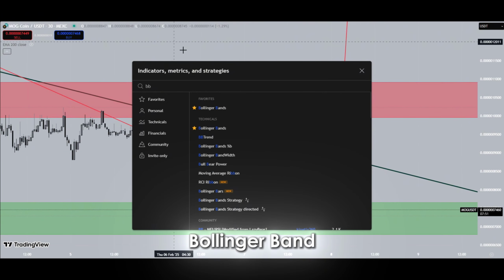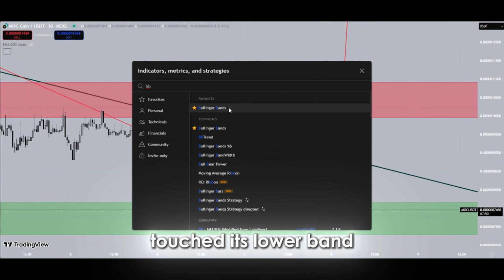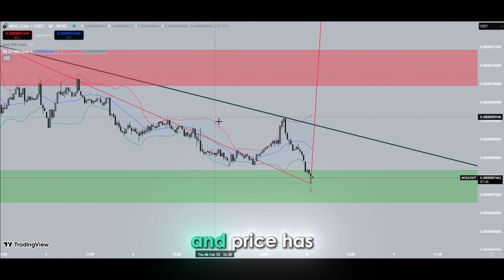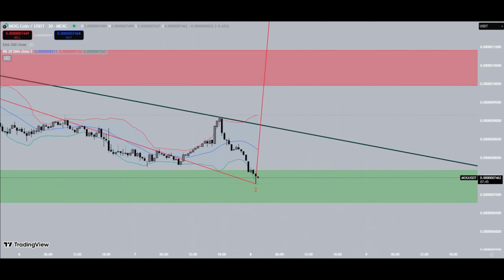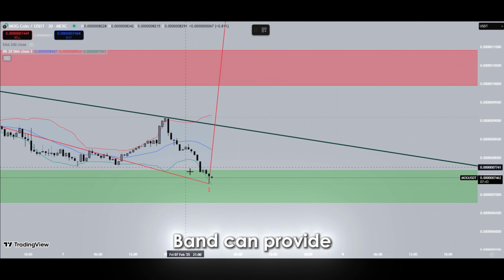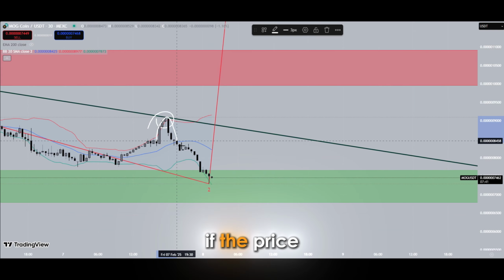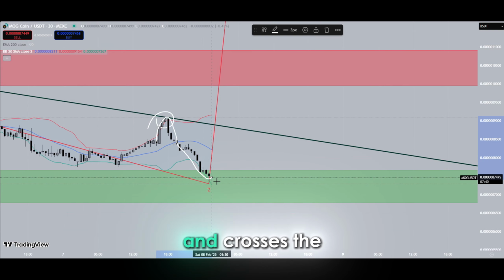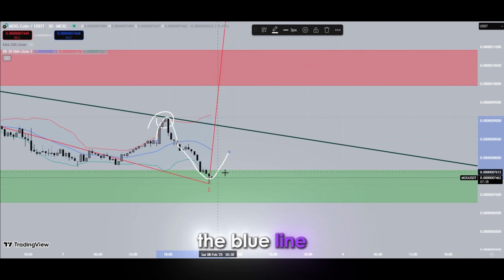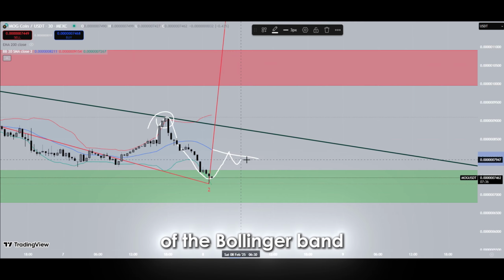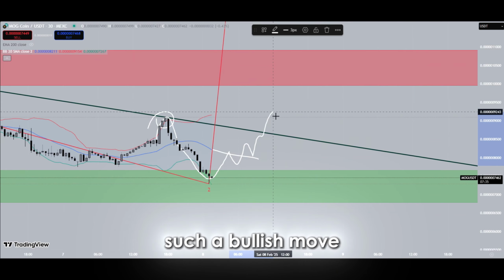Looking at the Bollinger Band, price has now touched its lower band. This usually indicates that the oversold zone is being approached, and price has the potential to bounce back. The lower band of the Bollinger Band can provide support when price moves downwards in an extreme manner. If the price bounces off the lower band and crosses the middle band, the blue line, a bullish move can begin. The upper band of the Bollinger Band can be the target level of such a bullish move.